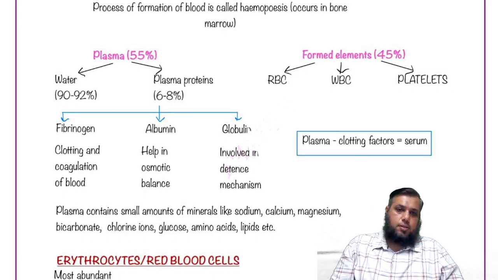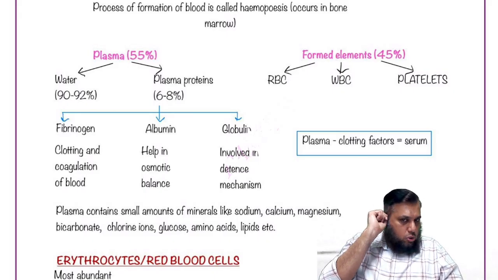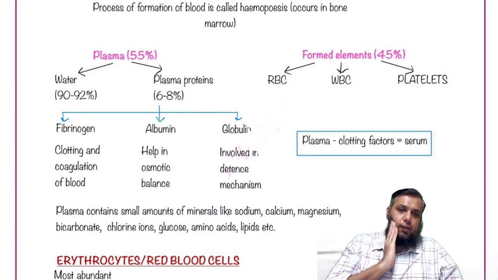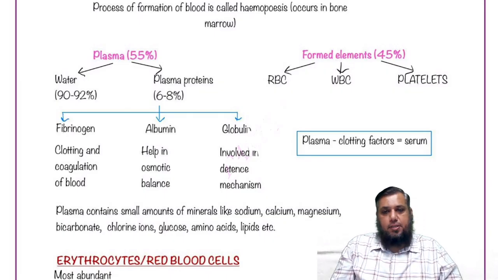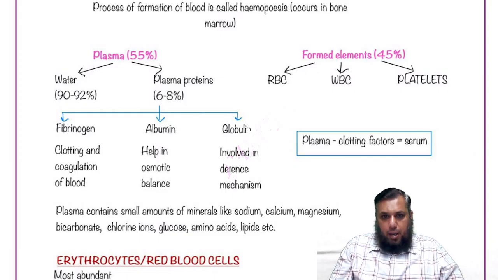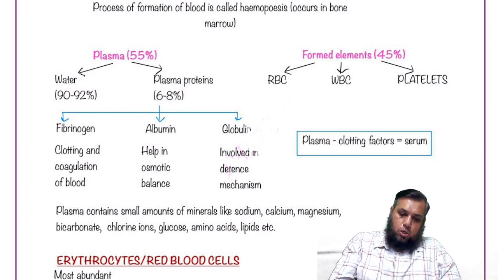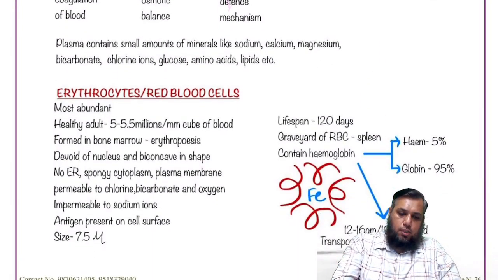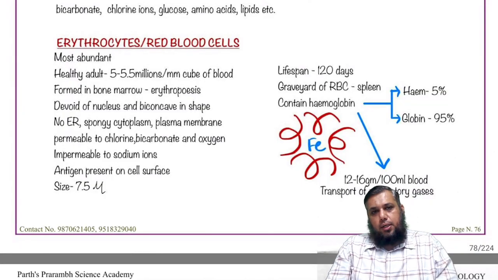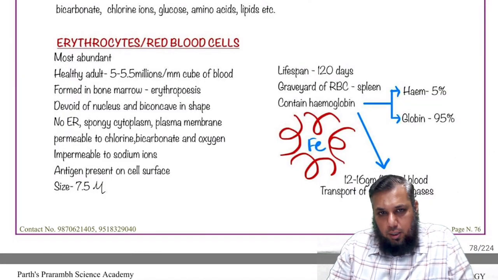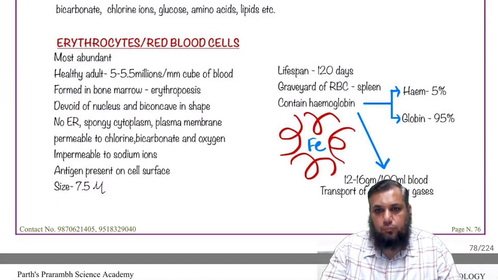The plasma contains other substances also, like small amounts of sodium, calcium, magnesium, bicarbonate, chloride ions, glucose, amino acids, lipids, etc., and also waste like urea, and also hormones. So that will be the remaining part of the plasma other than the plasma proteins. So if we talk about the cells, the first one is the RBCs, that is the red blood cells, or commonly called the erythrocytes.